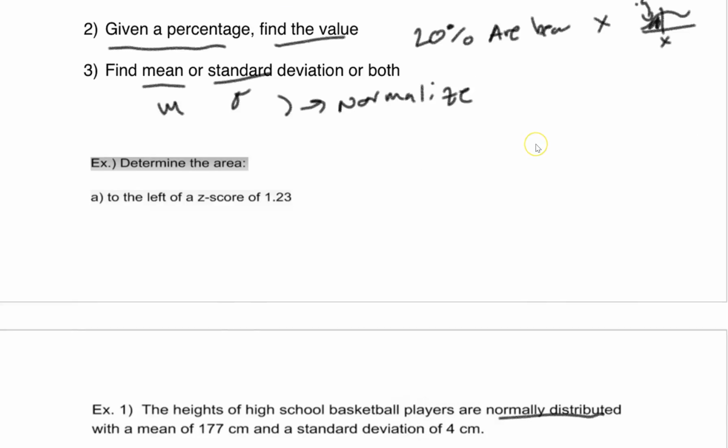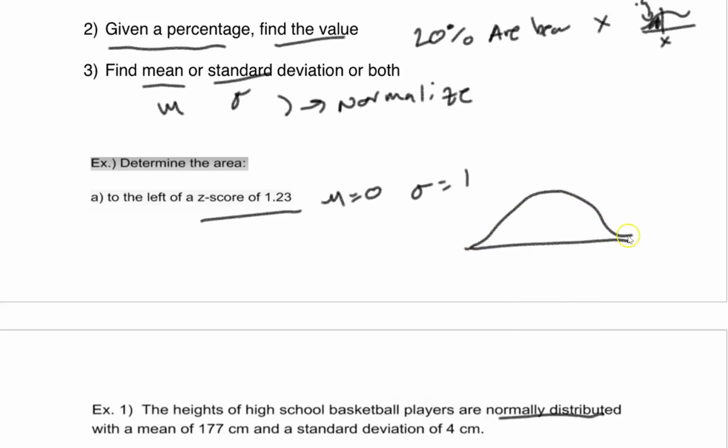So let's do an example. Determine the area to the left of z-score 1.3. Already I'm thinking, okay, the z-score is standard normal, so this is 1. I like to draw these things so I have an idea what I'm talking about. If I draw my normal curve, not a very good one, the middle is 0 because it's standard normal. And I'm at like 1.23, so I'm over here somewhere. And I want left of it, so I want all of this.